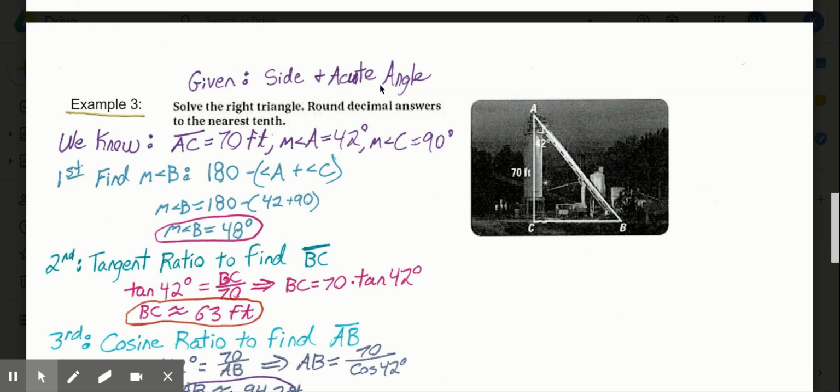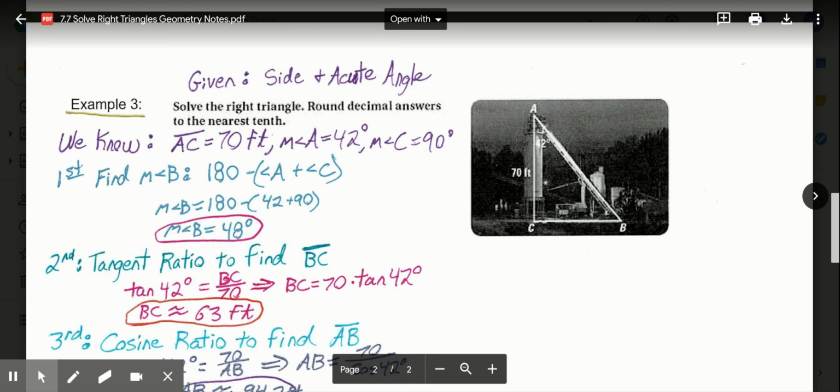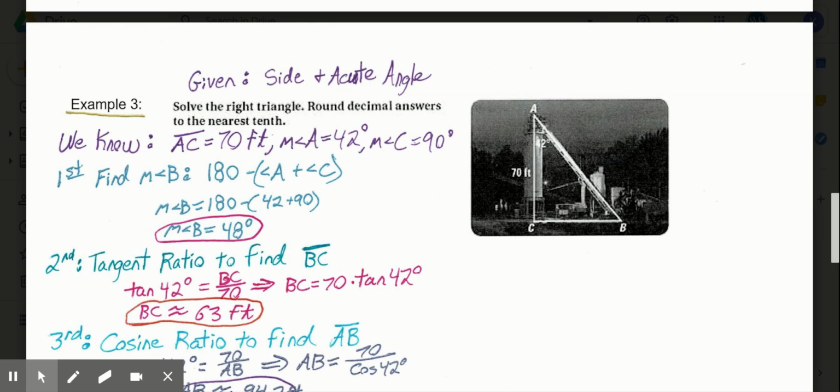And then we want to write down what we know. We knew side AC was 70 feet, angle A was 42 degrees, and obviously angle C being 90 degrees, or a right angle. So first we can find angle B, because all triangles add to 180 degrees. So if we know angles A and C, 180 minus A plus C would give us B. So 180 minus the 42 plus 90 would leave us with angle B being 48 degrees.